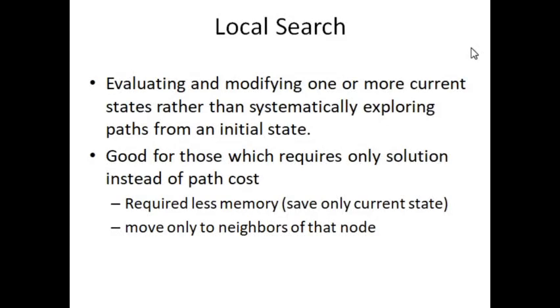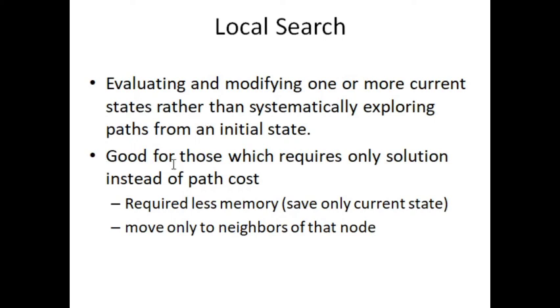In the previous lecture, we talked about the concept of local search. Local search evaluates and modifies one or more current states rather than systematically exploring the path from the initial state to the goal state, as we discussed in our previous lecture. The focus of the third chapter is to find the path from the initial state to the goal state, but the local search technique evaluates and modifies only current states.